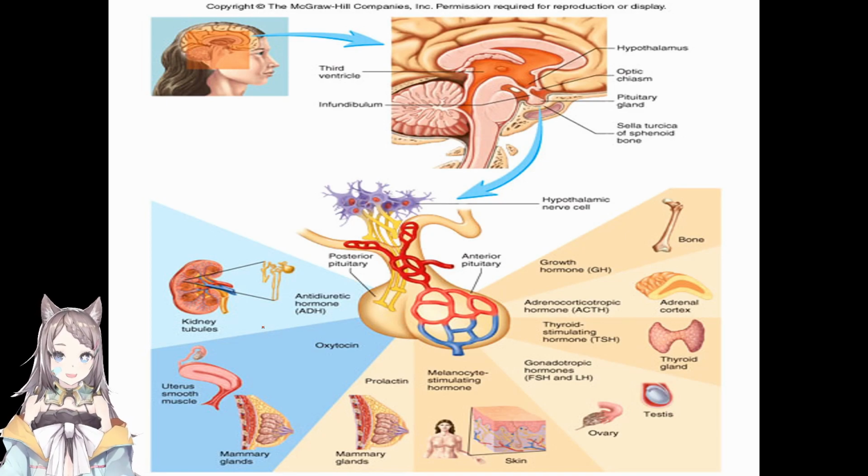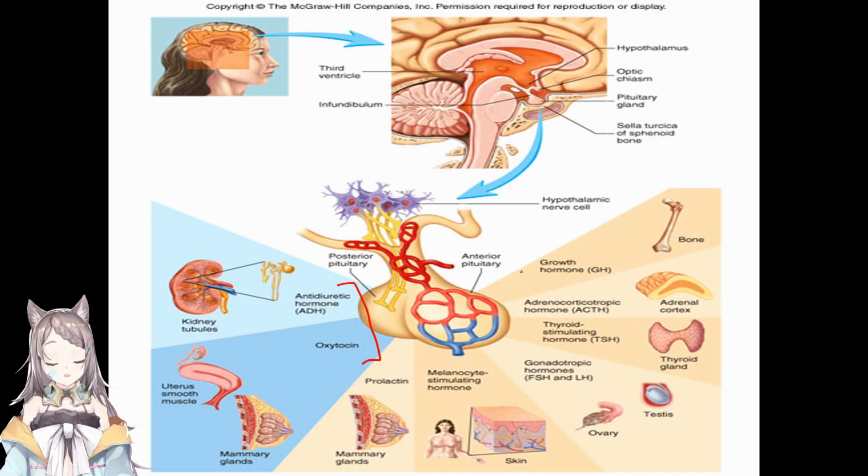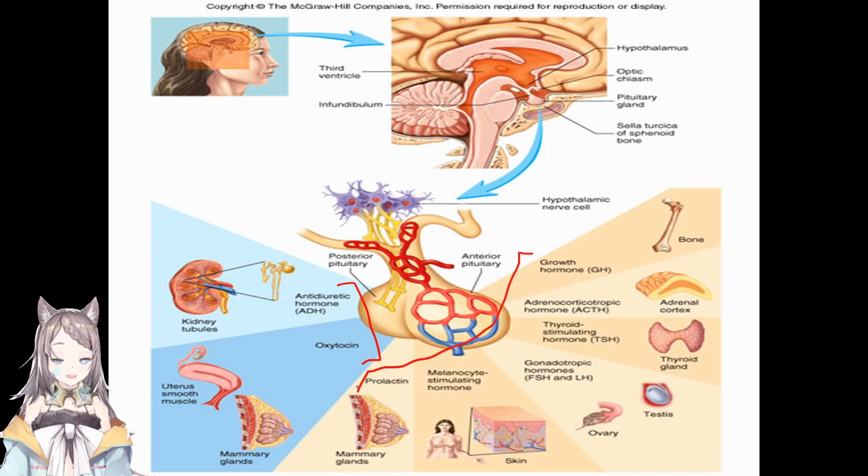Okay, so here on the screen, there is a summary of the different hormones secreted by your pituitary gland. Your posterior pituitary gland only produces two, your antidiuretic hormone and your oxytocin, while your anterior pituitary gland produces a much wider range of hormones.